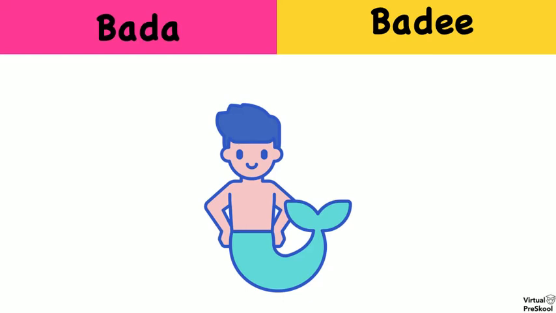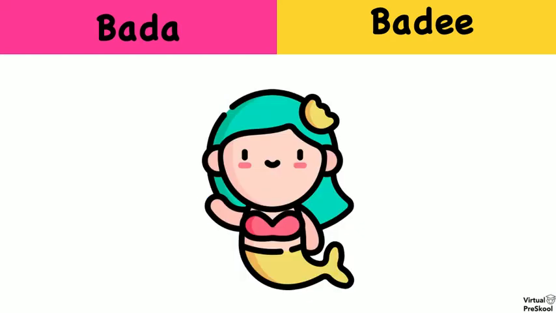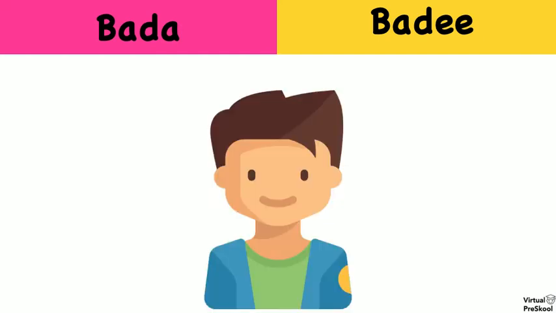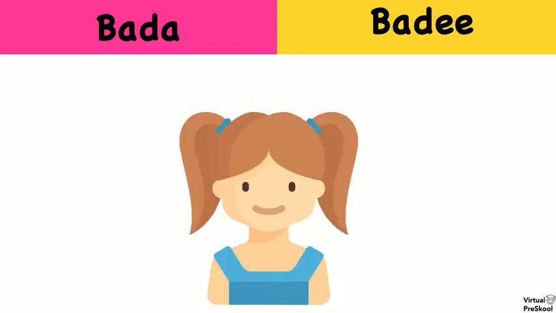What about the merman? This is a merman. So would he be bada or badi? If you said bada, very good. What about the mermaid? Would she be bada or badi? Badi, right? She would be badi. What about this boy? Bada or badi? Bada. And the girl, she is badi.